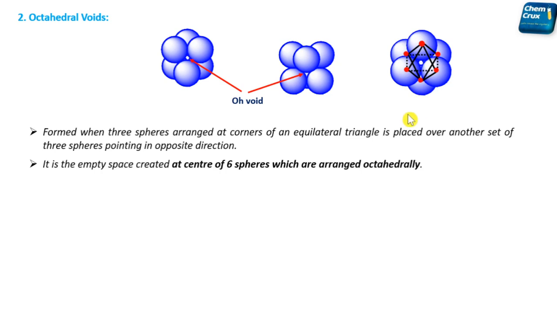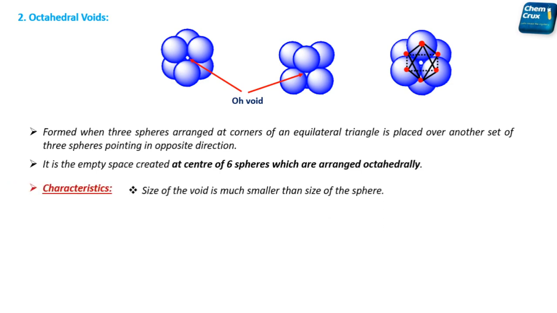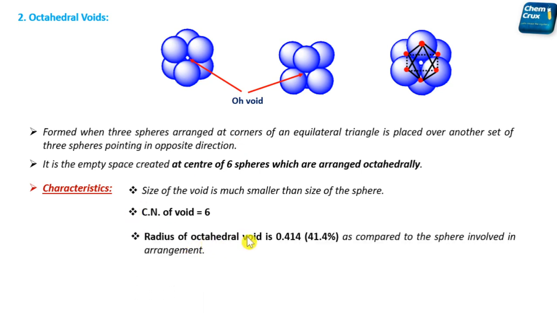We can also say that if at the corners of an octahedron 6 spheres are present and are touching each other, then an octahedral void will be formed, right? Now coming to the characteristics of octahedral voids. So the size of the void is much smaller than the size of the sphere, right? Coordination number of octahedral void is 6 because 6 spheres are forming the octahedral void. Radius of octahedral void is 0.414, which we will calculate in the coming slide.